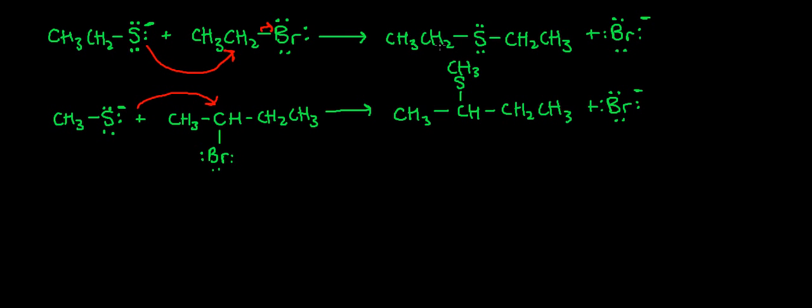This works exactly the same for thioethers. The only difference here is that instead of an oxygen, there is a sulfur. The sulfur undergoes an SN2 reaction, displaces the halide, and takes the bonding electrons with it. The result is the thioether and the halide ion.